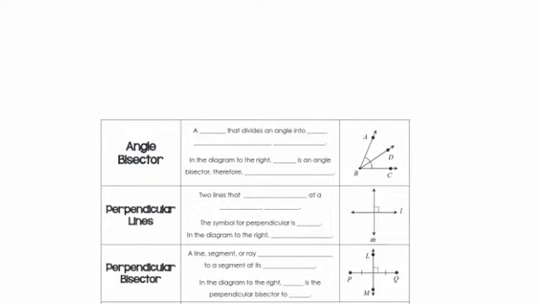All right, we're going to continue on angle types and parts of an angle. The next part that we're going to look at is the angle bisector. An angle bisector is a ray that divides an angle into two congruent angles.